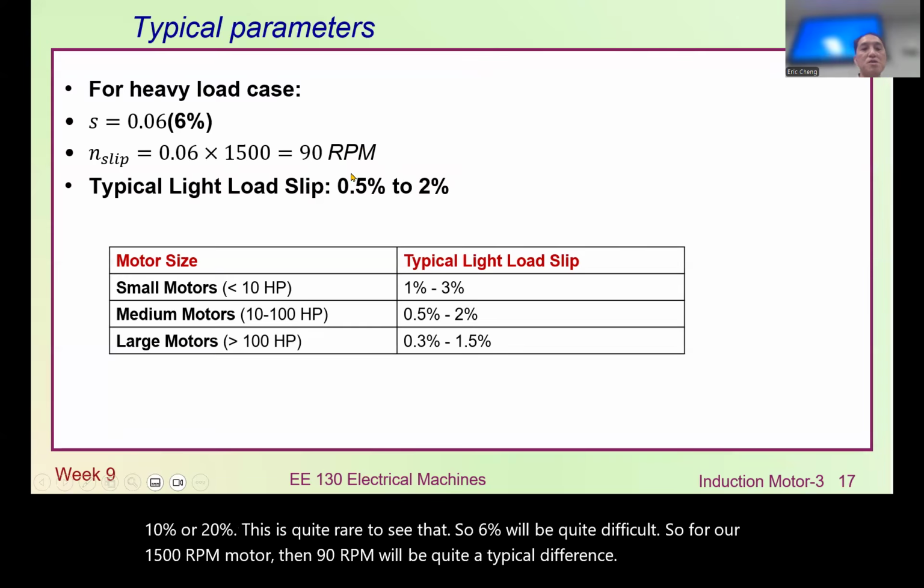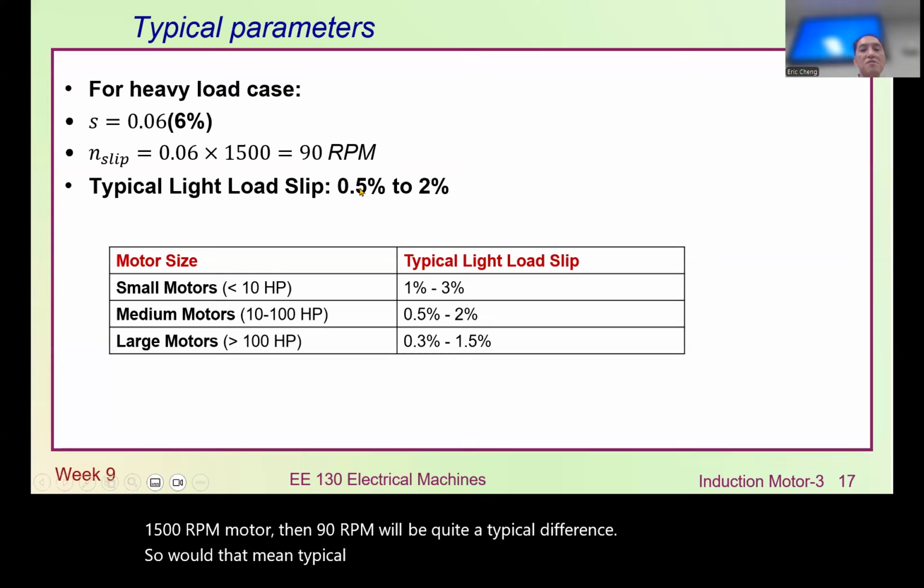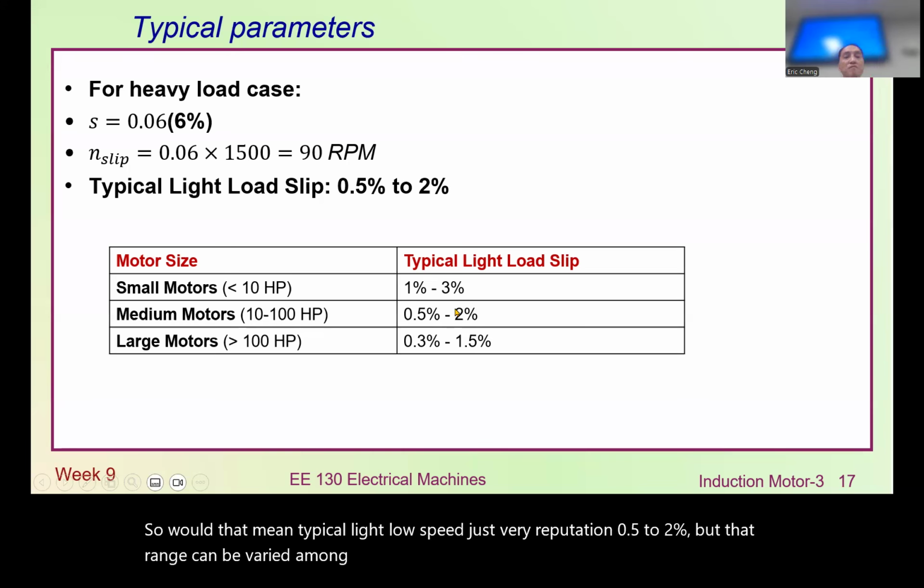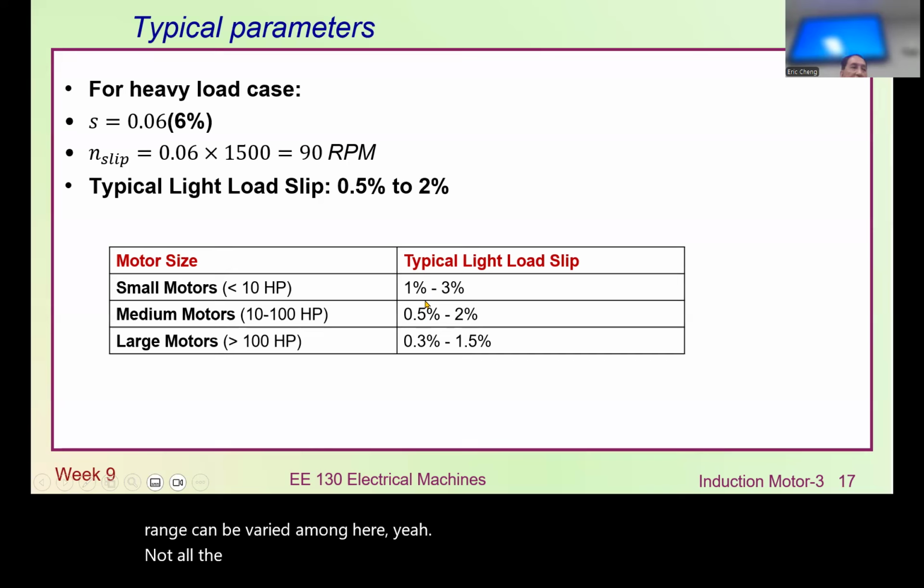So that means typical light load speed just varies between 0.5 to 2%, but that range can be very different. Not all the motors are exactly the same, but here I just give you some typical parameters, how the slip looks like for various types of motor.